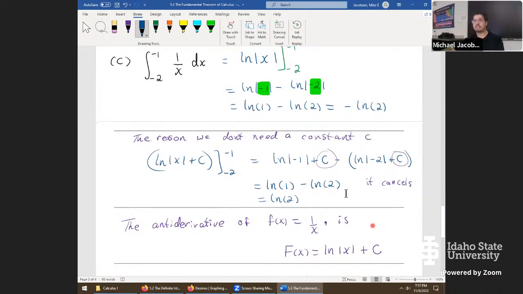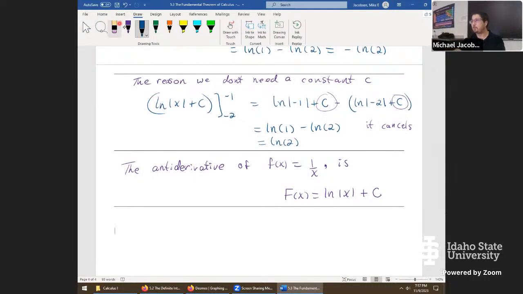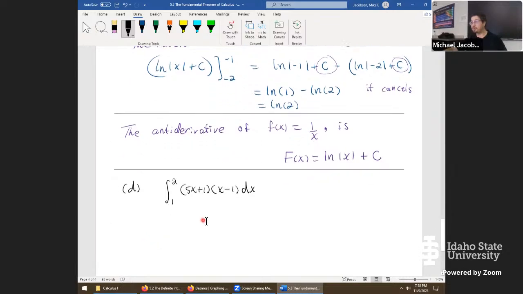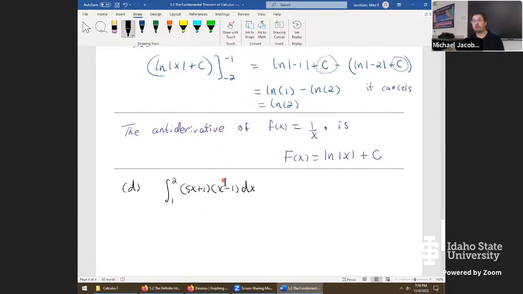Okay, let's try then slightly harder problems. They can't get too hard, but they definitely get tricky in a certain sense. The next one we should take a look at, I believe this is part D, is a definite integral from 1 to 2. The function is going to be 5x plus 1 multiplying x minus 1 dx. So that's our function we would like to integrate right here.